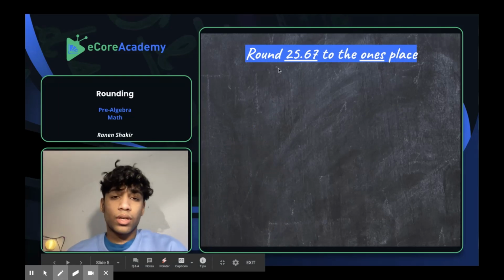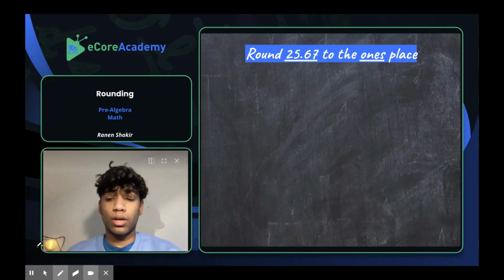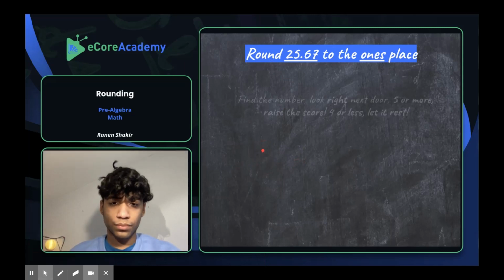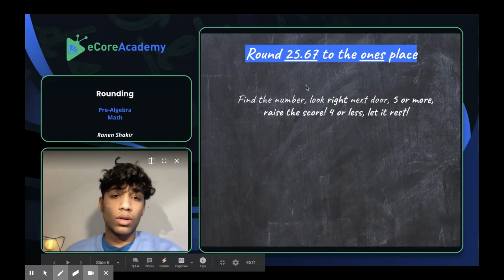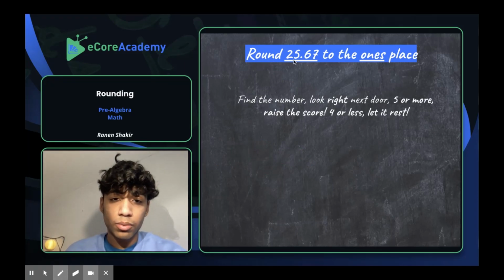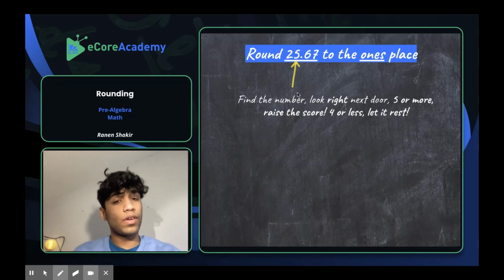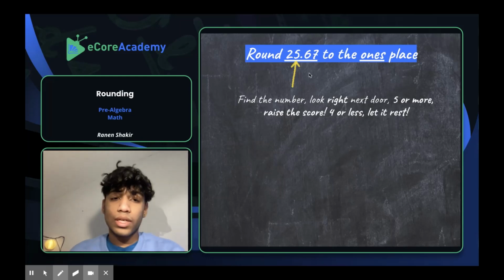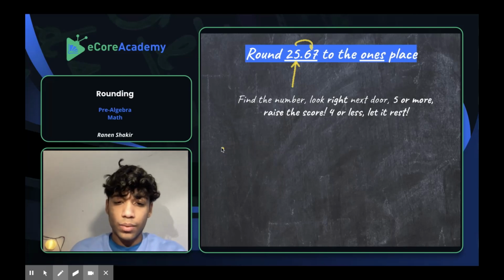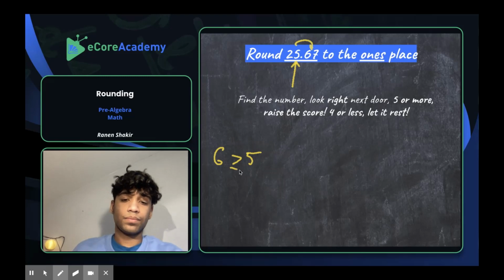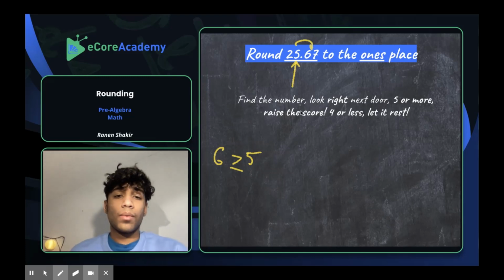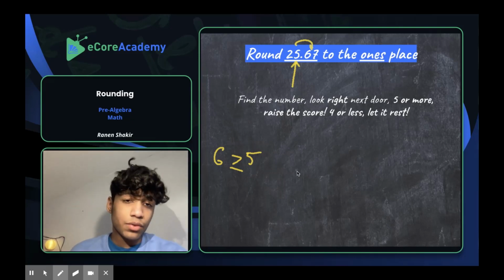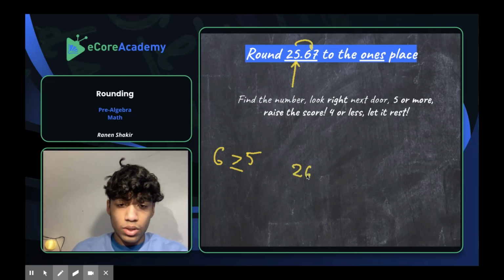So in this question, it says round 25.67 to the ones place. Again, we have our number. We have to look at the ones place. We know the ones place in this number is going to be the 5, if you remember from our place value lesson. And the same rule applies with decimals. You've got to look to the right. Our right is a 6, which is higher than 5. You know 6 is greater than or equal to 5. It could be 5 also. And so now we know we have to raise up the 5 by 1 to get 6. So 25.67 rounded to the ones place is going to be 26.